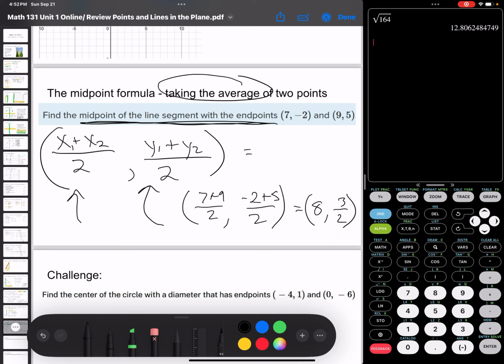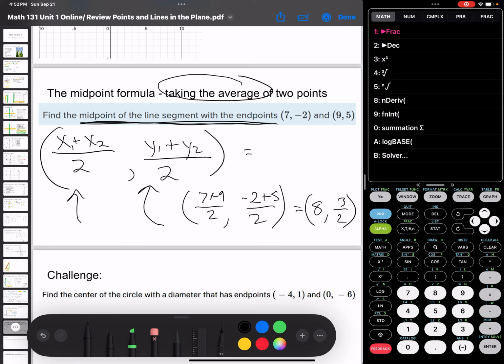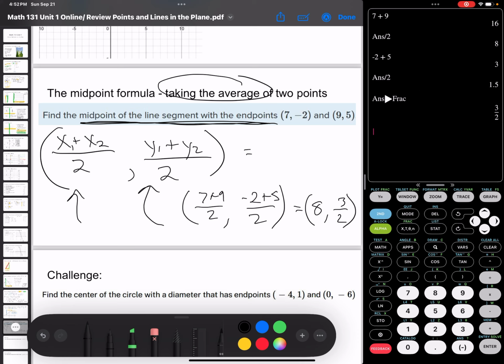And then we'll check it with the calculator just because it's right here. I said 7 plus 2. That's not right. It's supposed to be 7 plus 9, and divide by 2. Great, that's 8. And then we have negative 2 plus 5, and divide by 2. And that's 1.5, which I know is 3/2. But if you needed to double check, you could say math frac 3/2. So this point is going to be right in the middle of those two. It's going to be the exact average.